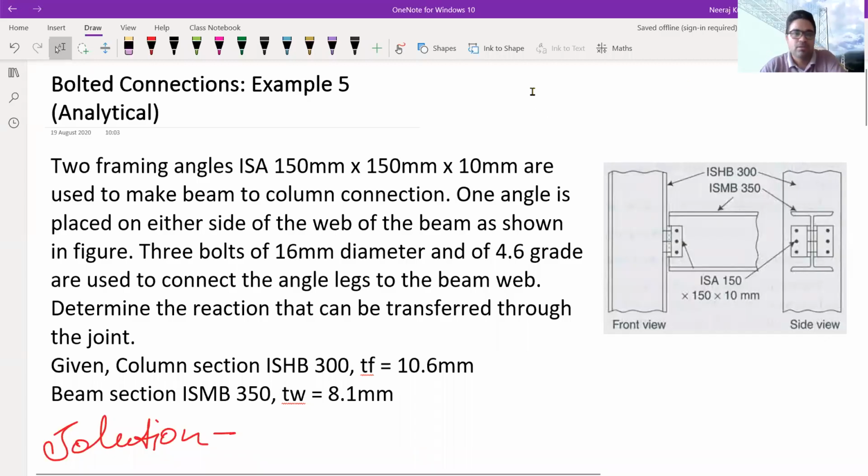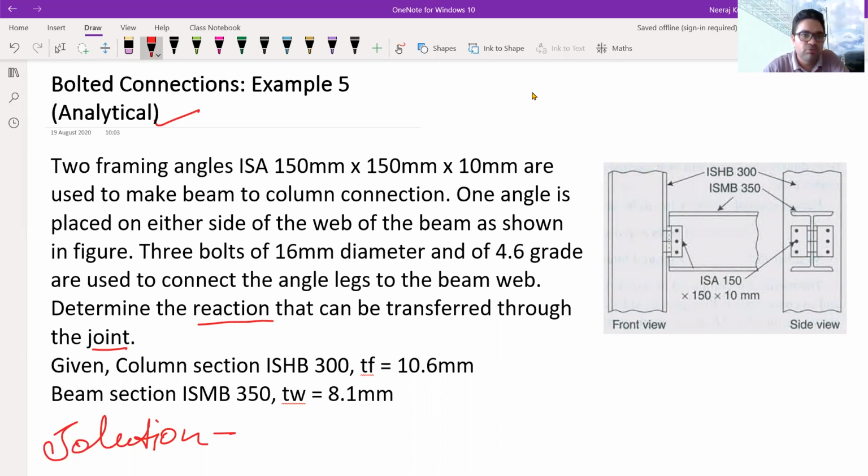Hello. So in this problem, this is an analytical problem, and we are supposed to find out the reaction that can be transferred through the joint. So in this, we are supposed to find out that load which can be transferred through the joint. So now we will read the problem.